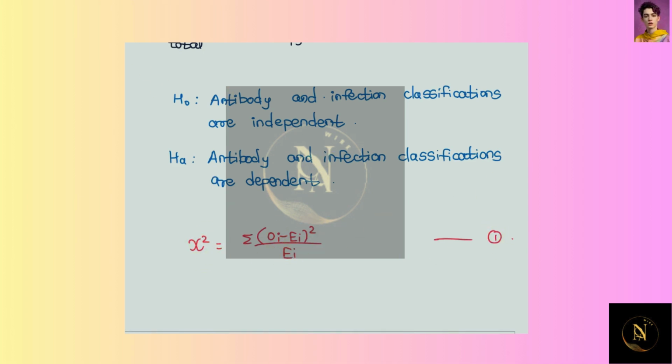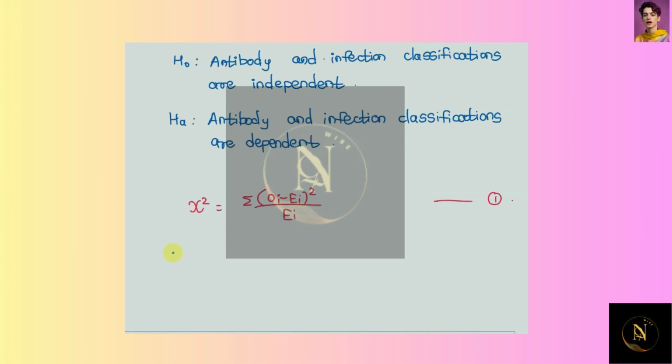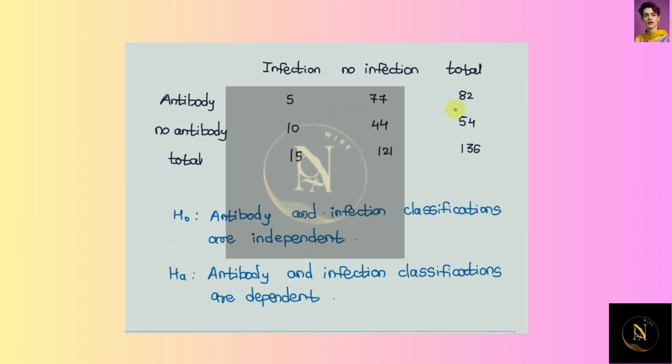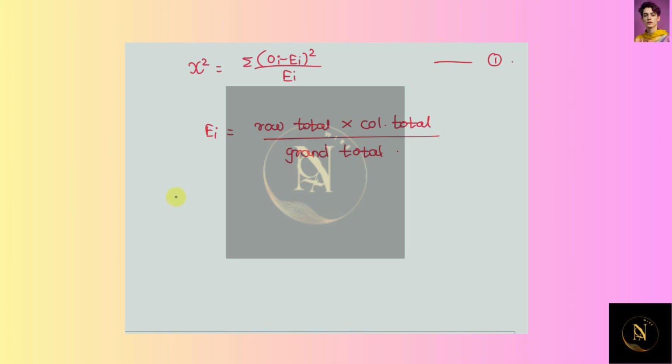Now to calculate the value of the test statistic, first we need to find the value of Ei, that is the expected frequency, and the formula for the expected frequency Ei is row total times column total divided by grand total. In the above contingency table, we have already calculated the row totals, these are the column totals, and this is the grand total. So by using that we can compute the expected frequency.